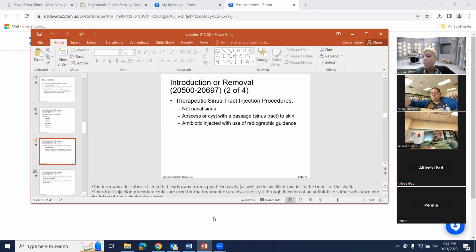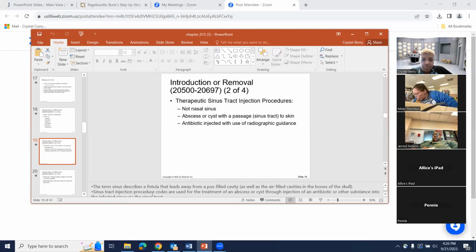So see, you have to realize everything we're talking about in the musculoskeletal system is muscle and bone. So if it's not muscle and bone, then it's not the musculoskeletal system. And that's why they have you on here when they're showing therapeutic sinus tract injection, not the nasal sinus. Nasal sinus is basically cartilage and tissue, not muscle and bone.